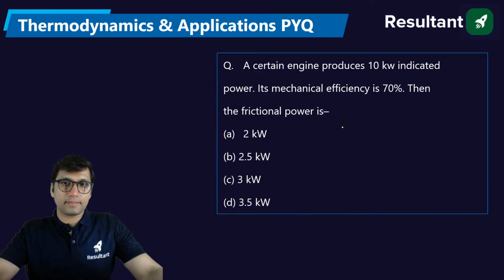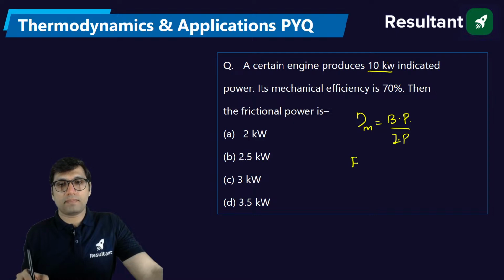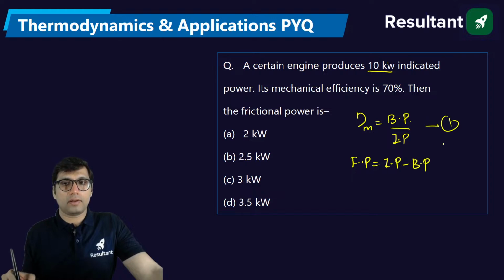A certain engine produces 10 kilowatt indicated power. Its mechanical efficiency is 70%. Then the frictional power is. Whenever this kind of question comes, you know 2 formulas of the engine. One is mechanical efficiency is equal to brake power by indicated power, and one is friction power is equal to indicated power minus brake power. By using these 2 formulas, you can solve this question.